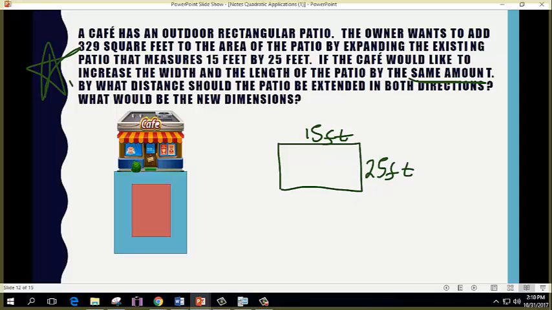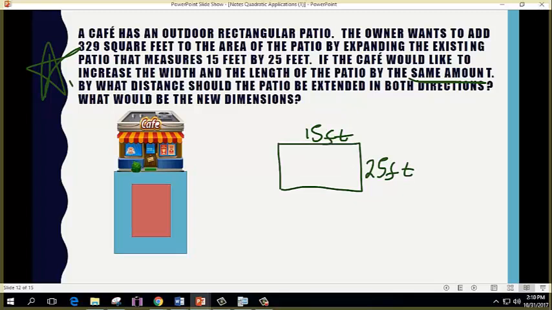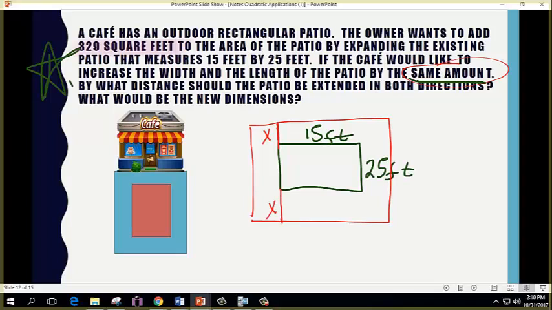What we want to do is expand the existing patio that measures this. So we know that the owner wants to add 329 square feet to this. We're going to look at this in a second. Okay, we want to expand the patio, so that means we're going to add a certain amount, and it says expand the patio by the same amount. So that means I'm going to add the same amount here as I do to here, and I'm going to add the same amount here as I do to here.